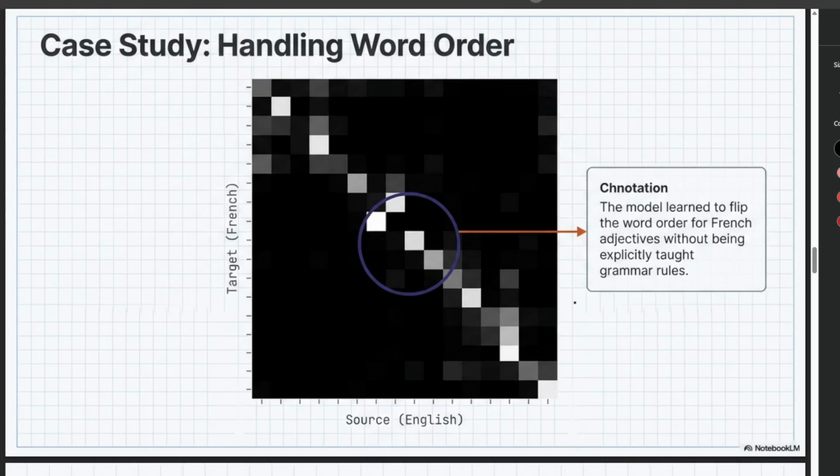We can see the focus points jump over words and look back. Let's use another color. They jumped over some words and look back to align the adjective correctly, effectively solving the word ordering problem without complex manual rules.